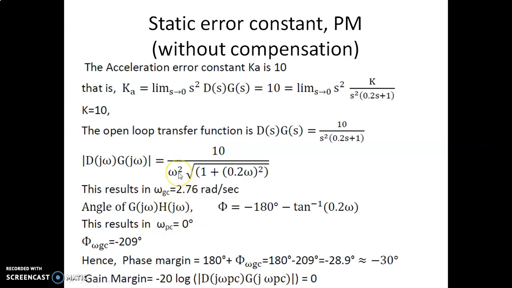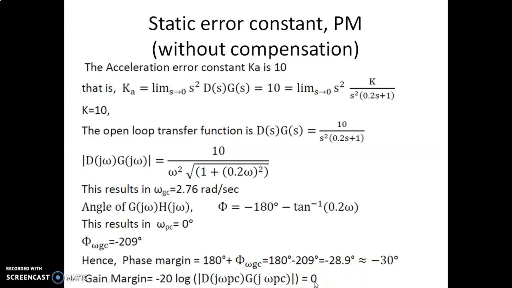We know that since it has two repeating poles, the omega PC is not 0 degree, it is actually 0 radian per second. If we substitute this omega GC into the phase equation, we get phi at omega GC as minus 209 degrees, which results in a phase margin of approximately minus 30 degrees. So the gain margin is also 0. Naturally, the system without compensation is unstable with negative phase margin and of course 0 gain margin.